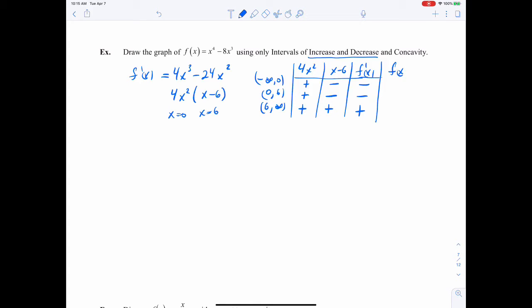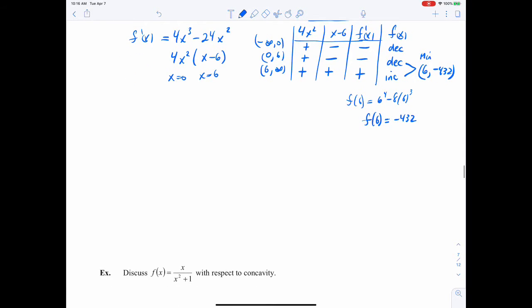So therefore, my original function here is decreasing, decreasing, increasing, which means that a decrease to an increase is going to be a minimum at 6, and I'm going to put 6 back into my original function. f of 6 equals 6 to the power of 4 minus 8 times 6 cubed. That's a huge question. I'm definitely going to have to use a calculator here, but punch that in, and f of 6 equals negative 432. All right, so that's our first evidence.